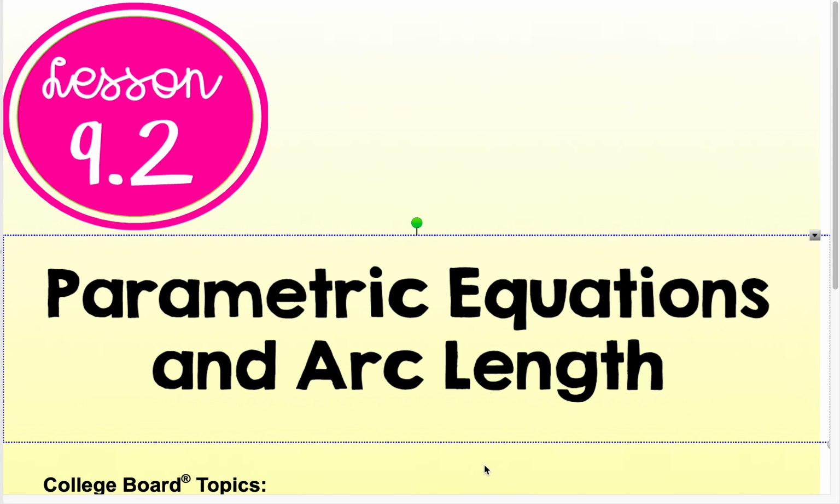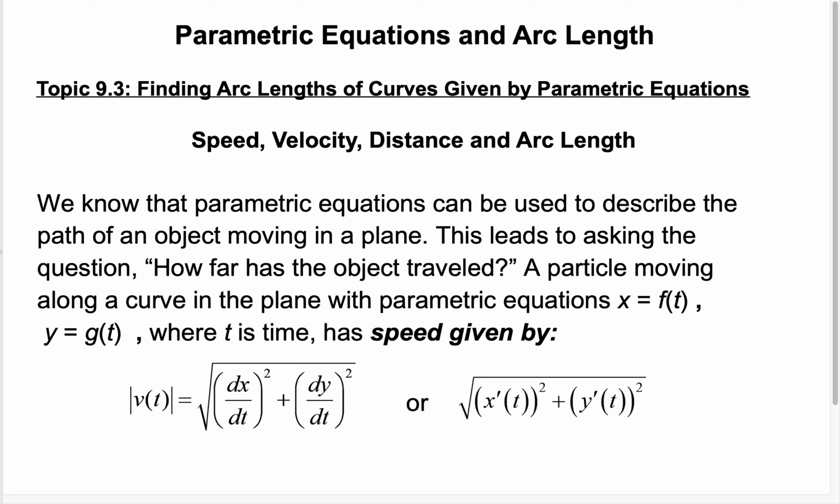Today's lesson is on parametric equations and arc length. So we're going to focus on finding arc lengths of curves given by parametric equations: speed, velocity, distance, and arc length. We know that parametric equations can be used to describe the path of an object moving in a plane. This leads to asking the question, how far has the object traveled?